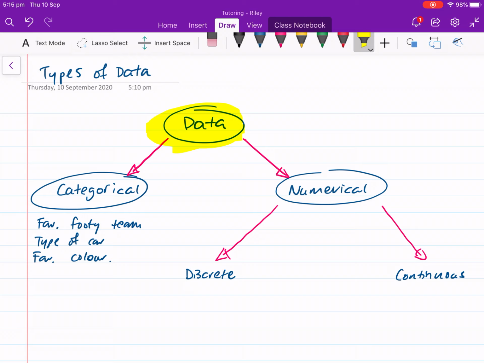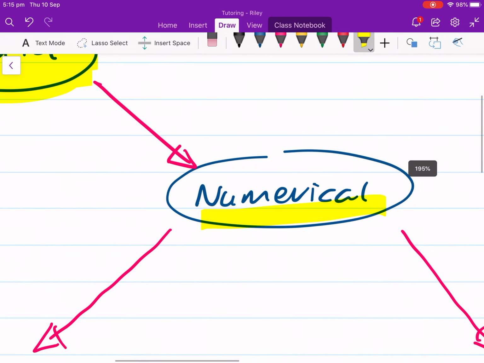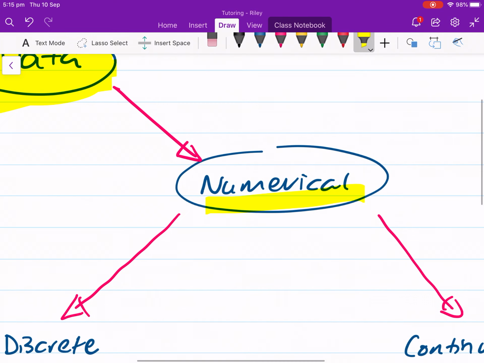We then need to classify that further though, okay? The two categories that come after that are categorical data or numerical data. Categorical data is anything we can put into a category, such as favourite footy team, the type of car, so Holden Commodore, Toyota, whatever it is, favourite colour, favourite brand of clothing, whatever it may be. That's a category, so that's all categorical data. On the other side, we've got numerical data. So everything that's not a category will fit into this one here.